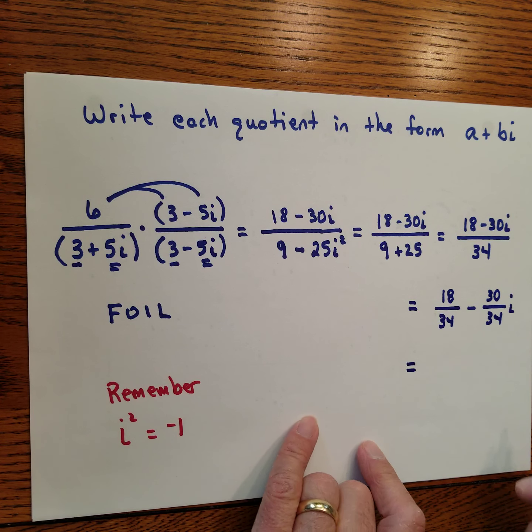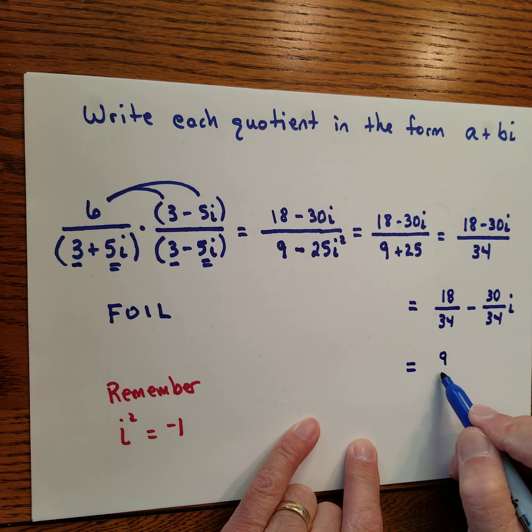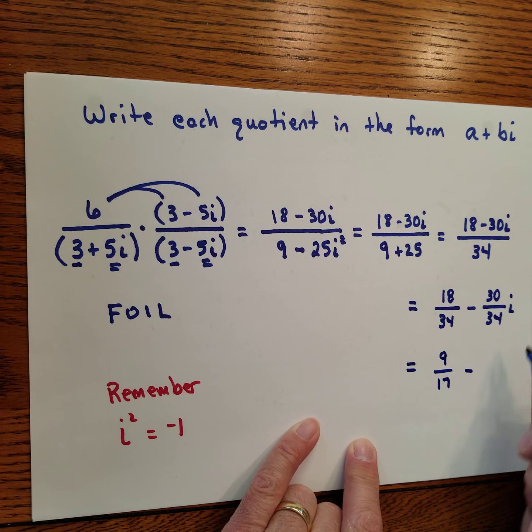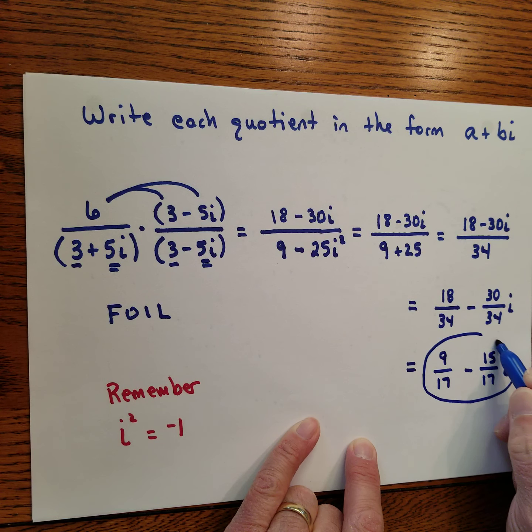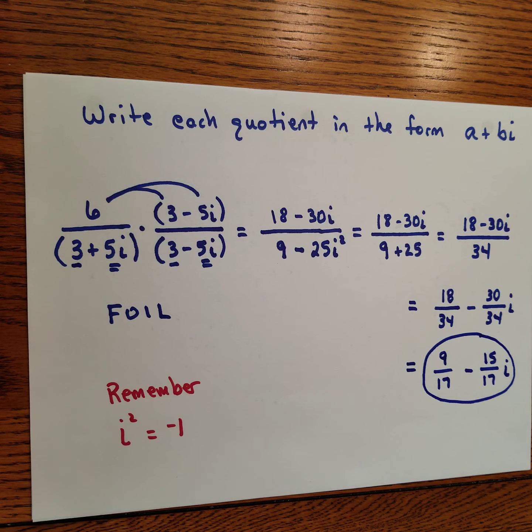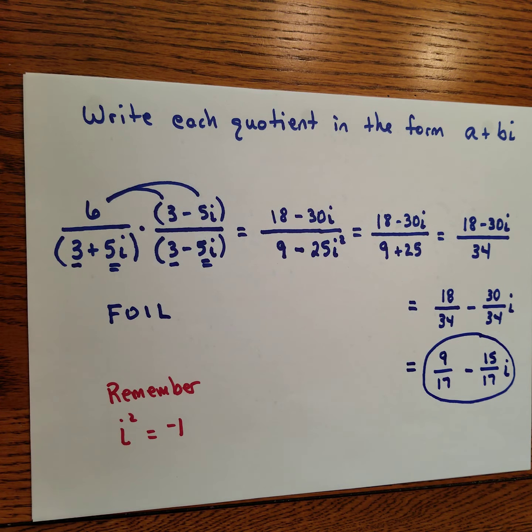To make it even better, we can reduce. We'll divide by 2 and divide by 2. Divide by 2 and divide by 2. There's the best possible answer. When you do these on your homework, I want you to start with the problem and show all of the work.